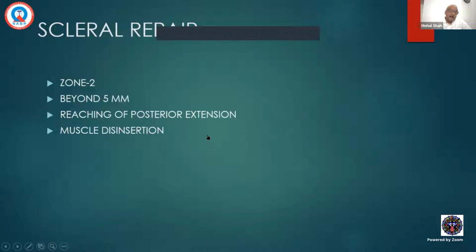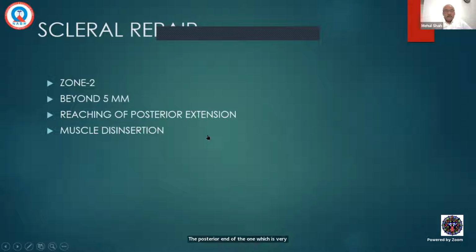Another important thing is scleral repair. When there is a scleral repair, we all have to be very, very clear about it. That is a more serious problem, and the majority of the time it is combined corneal as well as scleral. So we consider it as a zone 2 or zone 1+2 injury, which is not beyond 5 mm. We have to suture it right up to the posterior extension, reaching the posterior end of the wound, which is very important.